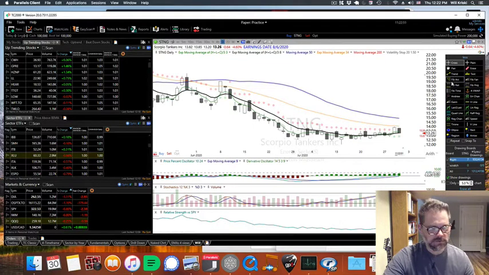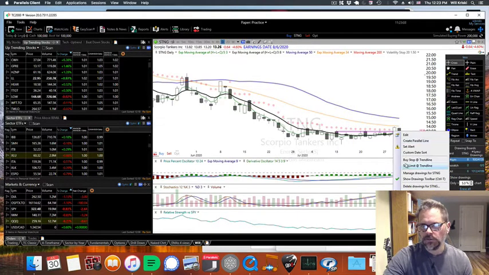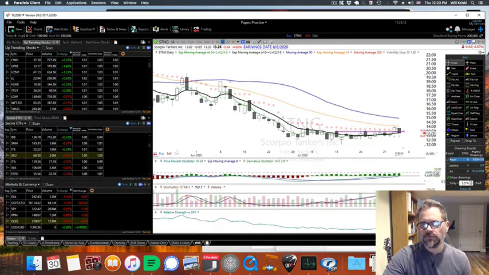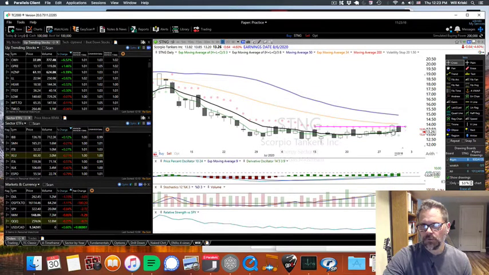Something you can do, there's these drawing tools with TC2000. And if you hold the shift down, you end up getting a horizontal line. So when I see a flat area like this, I can put the line somewhere here. And then you can right click on that line and say, set an alert. It'll alert you when the price crosses that, and you can decide if you want to buy that or not.